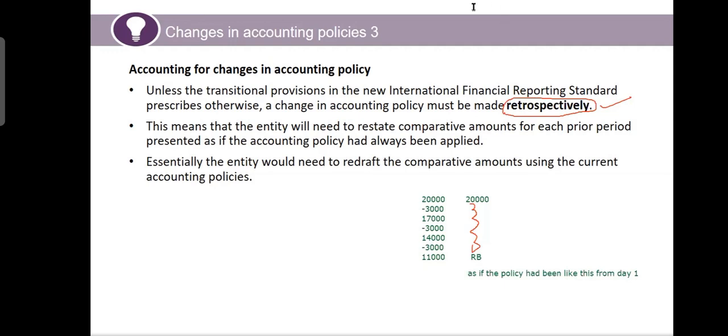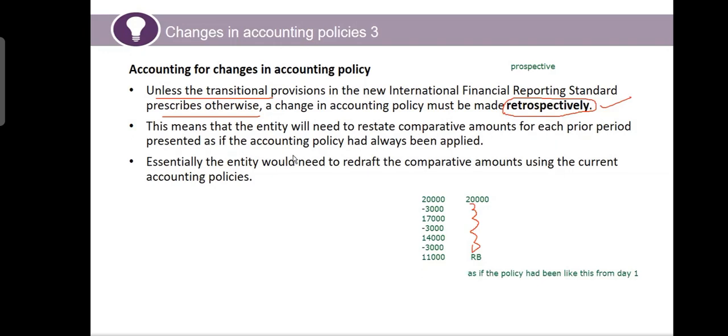This is retrospectively. But it says unless the provision prescribes otherwise, which means that there are certain cases in which IFRS allows you to not do retrospective, but you can only do prospective application. Prospective application means that, okay, from year 3 onward. In year 3, we decided to change the accounting policy about depreciation of motor vehicles. So let's suppose that IFRS allows you, then you can do prospective. Prospective means now and future. But in most cases, you should assume that when you make a change in accounting policy, you must be doing a retrospective application.